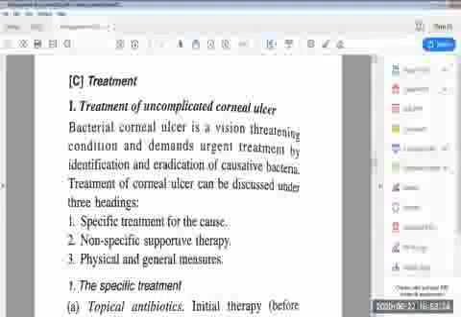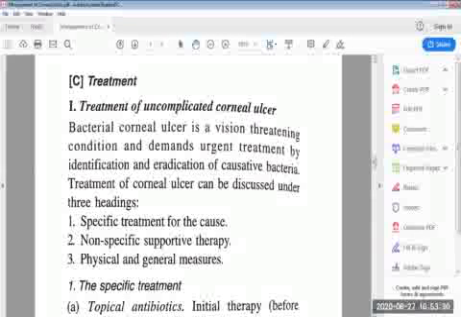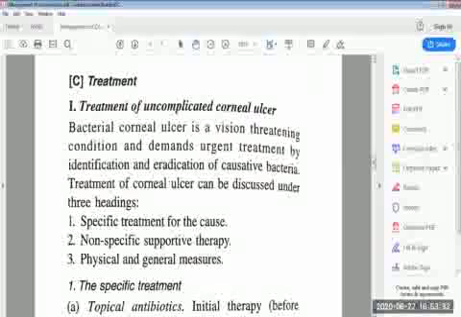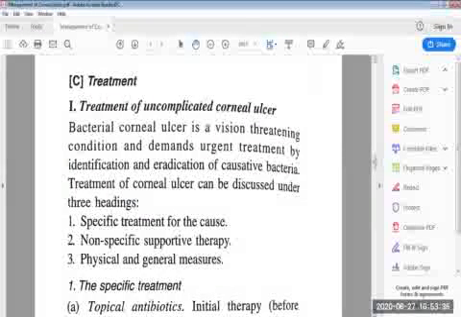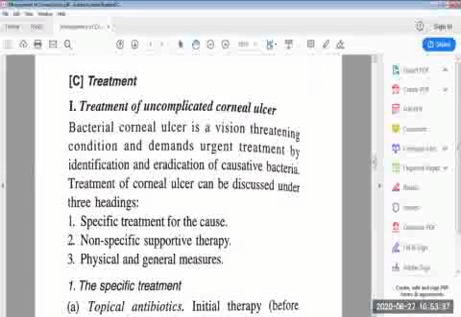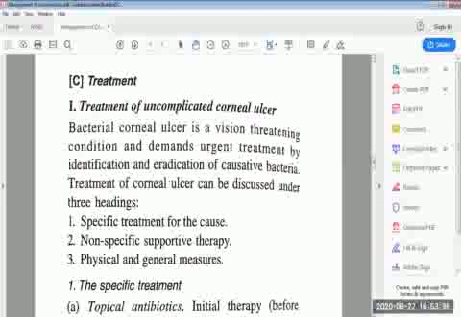First, we should go for the treatment of the uncomplicated corneal ulcer. The bacterial corneal ulcer is a vision threatening condition and demands urgent treatment by identification and eradication of causative bacteria. The treatment of corneal ulcer can be discussed under three headings. First is the specific treatment for the cause. Second is the non-specific supportive therapy. Third is the physical and general measures.